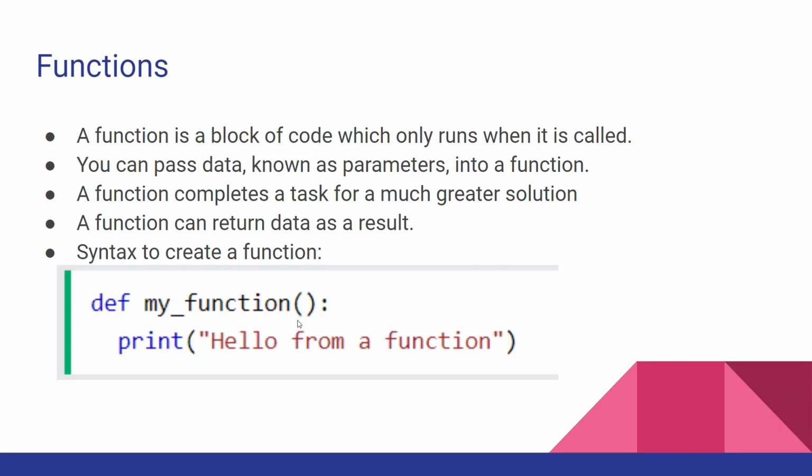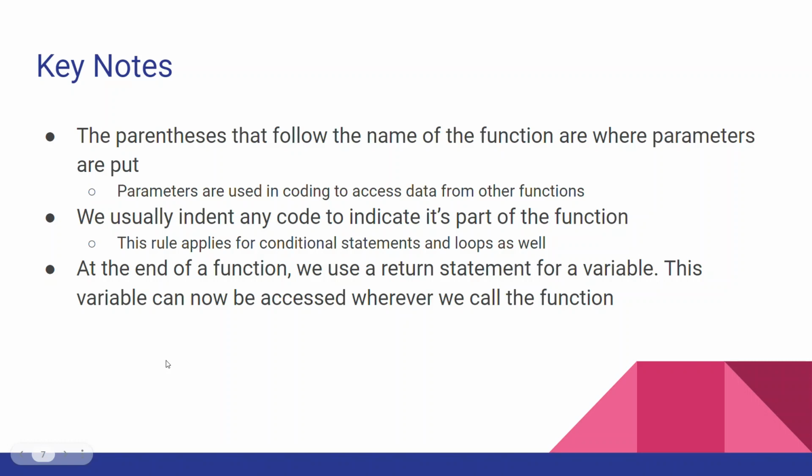So let's look at the syntax that we have for a function. First we do the def, meaning we're defining a function, then the name, in this case my_function, parentheses, colon, and then all the code that's going to be inside of this function has to be indented. Now let's look at some more key notes about functions. The parentheses that follow the name of functions are where the parameters are put, as I was saying, and we can use code in other functions to access their data. We also indent any code to indicate it's part of the function, as it's similar to conditional statements and loops as well.